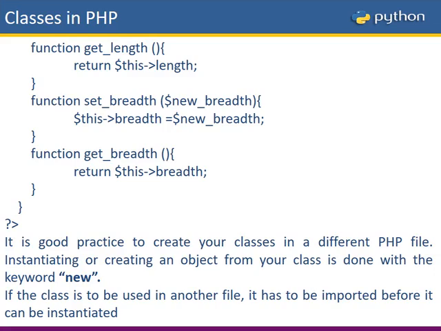It's good practice to create your classes in a different PHP file. Instantiating, or creating an object from your class, is done with the keyword new. We can see this in the example above, the code that we just explained, where we use the keyword new. And if the class is to be used in another file, it has to be imported before it can be instantiated.